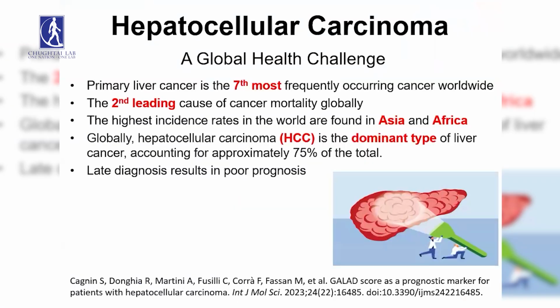If we talk about the global burden of hepatocellular carcinoma, it is the seventh most frequently occurring cancer worldwide, and it is the second leading cause of cancer mortality globally. The highest incidence rates in the world are found in Asia and Africa. Globally, hepatocellular carcinoma is the dominant type of liver cancer, accounting for approximately 75% of the total. Late diagnosis results in poor prognosis.